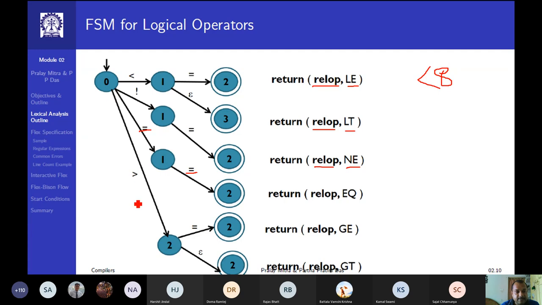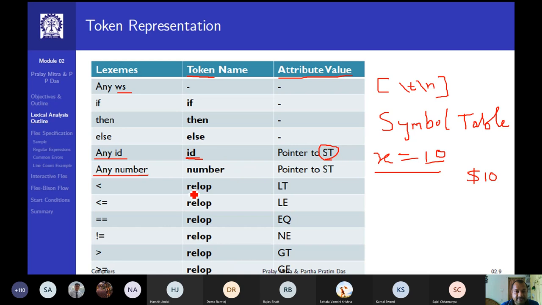If I have greater than followed by epsilon, then return rel of greater than. If I have greater than followed by equals to, then I will have rel of greater than equals to. Okay, so this is the FSM corresponding to the logical operators that we discussed in this table.